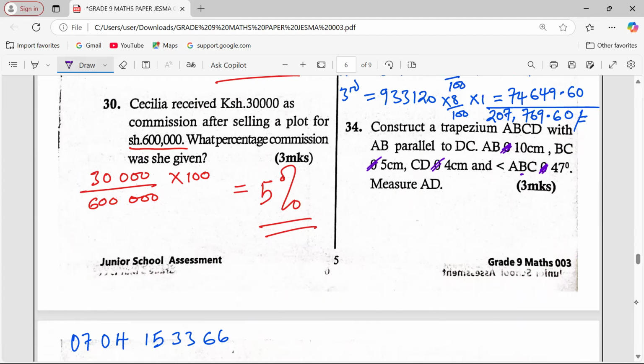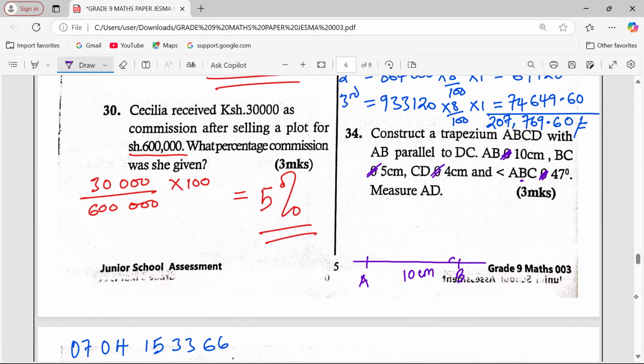So here we expect a length of 10. I'm just doing a sketch. So from A to B, this is 10 centimeters. Then now at B, we will measure our angle of 47, then produce a line. So the angle of 47, then we produce a line that way. And along this line, using an arc of 5 centimeters, we will measure 5 centimeters. So what we have here is C, 5 centimeters.